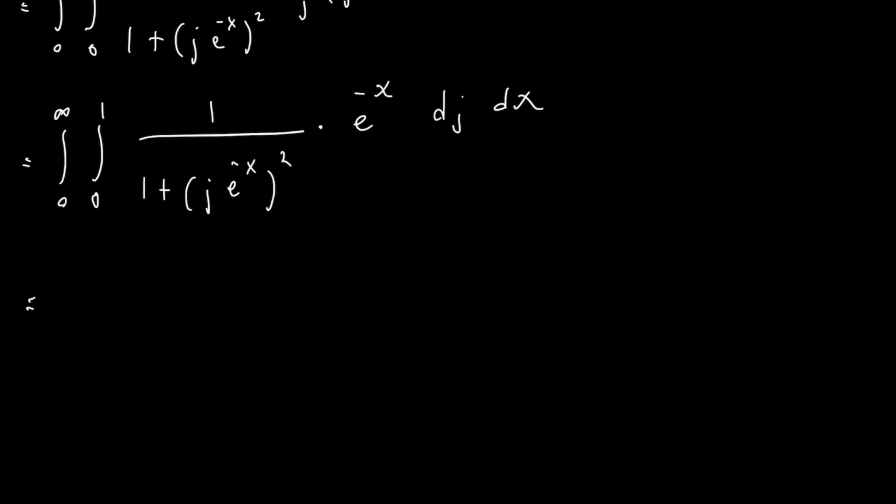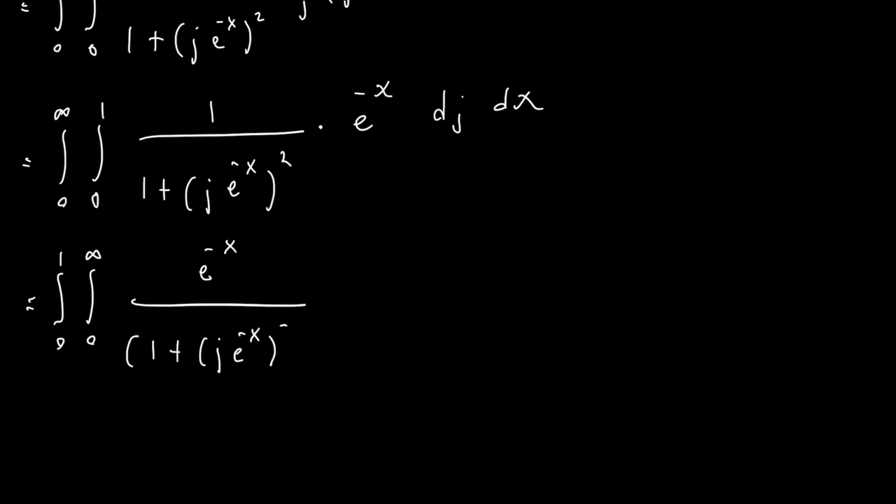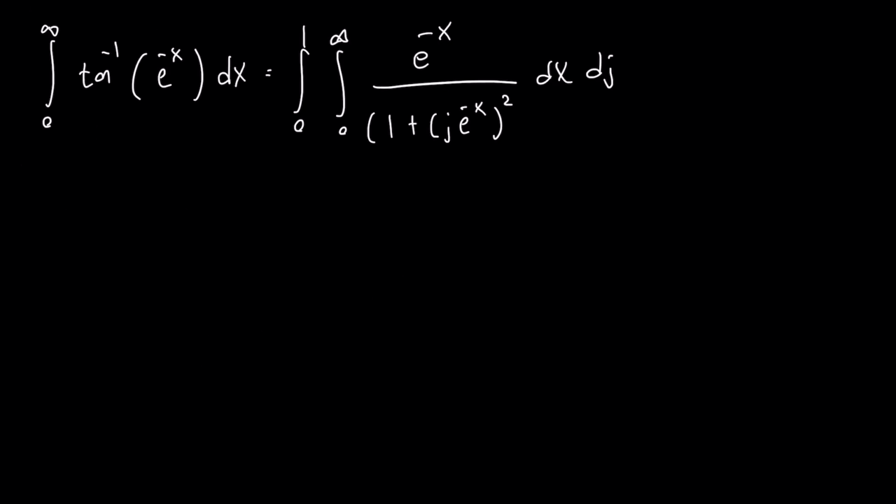So we have the integral from 0 to 1, the integral from 0 to infinity, of e to the minus x divided by 1 plus (j e to the minus x) squared dx dj. So we now have that our integral is the integral from 0 to 1 and the integral from 0 to infinity of e to the minus x divided by 1 plus (j e to the minus x) squared dx dj. And to start off, we'll make a substitution.